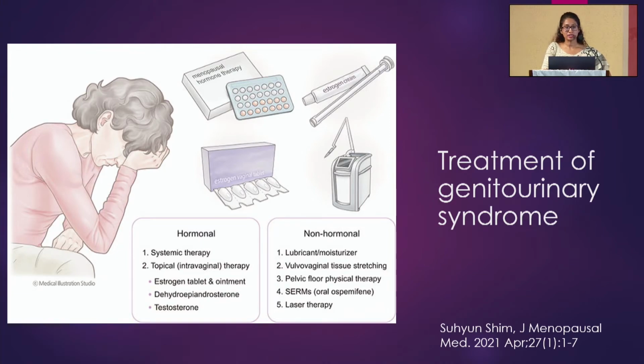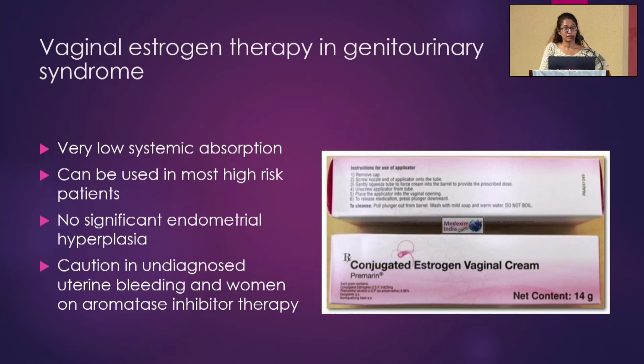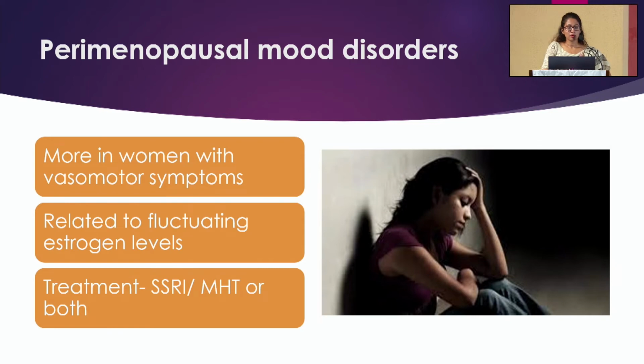So how do you treat this? Menopausal hormone therapy remains the best and most efficacious approach in treating vulvovaginal symptoms related to menopause. We have the option of vaginal estrogen for women with contraindications, and also lubricants, moisturizers, pelvic floor exercises, and laser therapy. A little bit about vaginal estrogen: it has very low systemic absorption and can be used safely even among high-risk populations such as breast cancer patients. So, perimenopausal mood disorders.